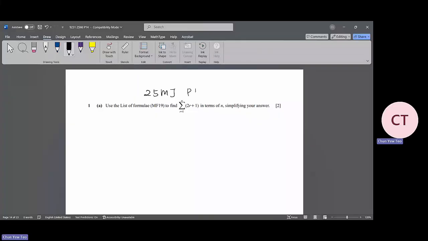Paper 14. Let's take a look at the first question. Part A: use the list of formulae MF19 to find the series in terms of n. Simplify your answer. We just need to directly use the formula booklet MF19 to look for the sum of r.